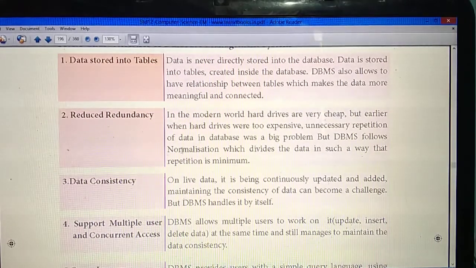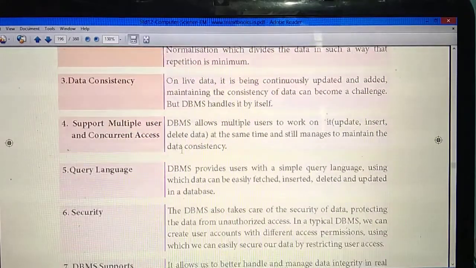Normalization. Normalization means it will divide the given data into different tables, so you can avoid the repetition. The repetition becomes minimum. Which technique is used to avoid repetition? Normalization. What's the other name of repetition? Redundancy. Understand, two characteristics you have studied. What are they? Data stored in tables as well as reduced redundancy. The third one is data consistency.